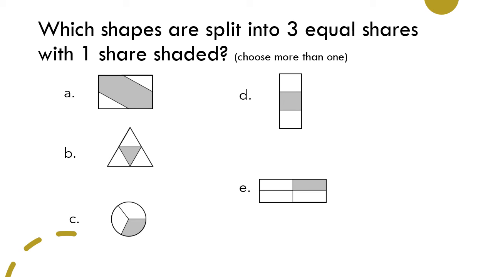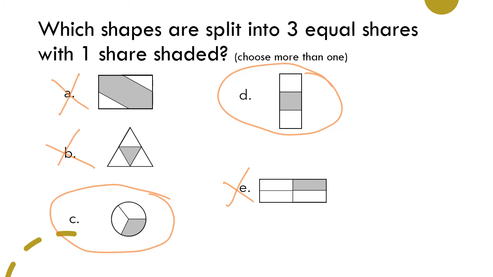Something new. Which shapes are split into 3 equal shares with 1 share shaded? You can choose more than 1. This is something that maybe you've seen on your mid-module assessment, or if you haven't taken it, this will be good review. You can point to the shapes that have 3 equal shares and 1 share shaded. A is not 1. B is not 1. Those are 4 shares. C, that's 1. D, that is 1. And E is not showing 3 equal shares. So C and D, those are the correct answers.